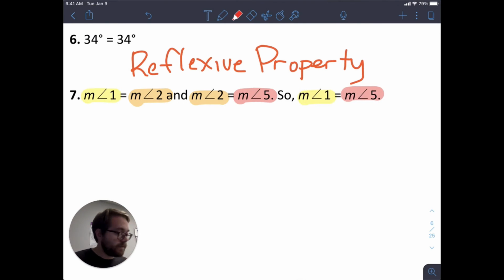5, 5. So the measure of angle 2 is equal to both the measure of angle 1 and the measure of angle 5. Or to say it another way, the measure of angle 1 and the measure of angle 5 are both equal to the measure of angle 2. Well, if they're both equal to the same thing, then we could say that they're equal to each other. The measure of angle 1 is equal to the measure of angle 2, the measure of angle 2 is equal to the measure of angle 5, so the measure of angle 1 is equal to the measure of angle 5. What property is that? That's the transitive property.